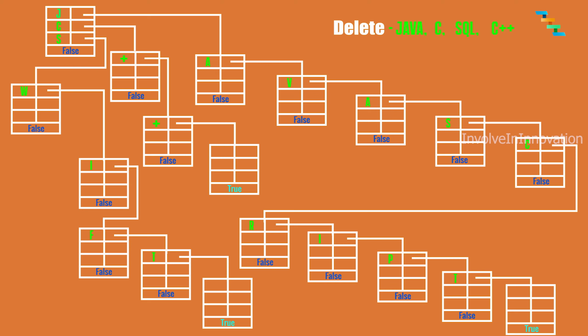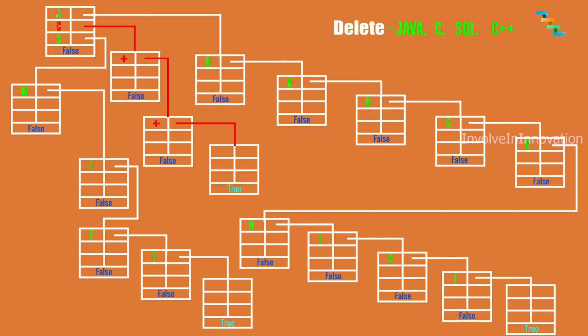So for C++, we will start with the root node C. We will get the node associated with the key C. Here, check whether we have plus. We have plus. Get the node associated with the plus. And check whether we have plus here. Get the node associated with the plus.